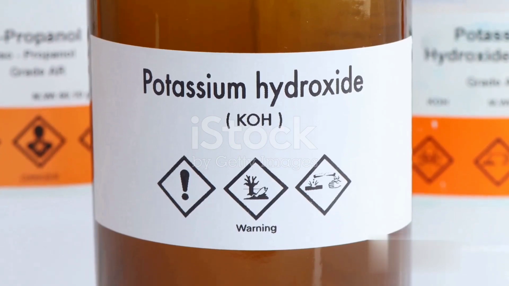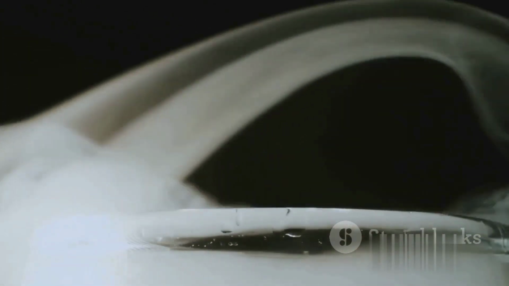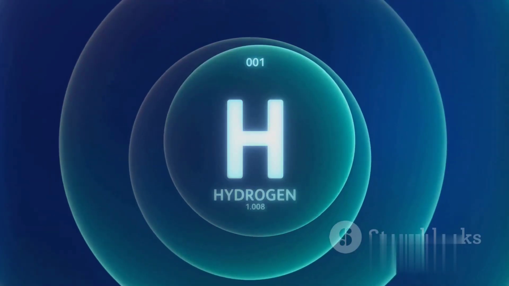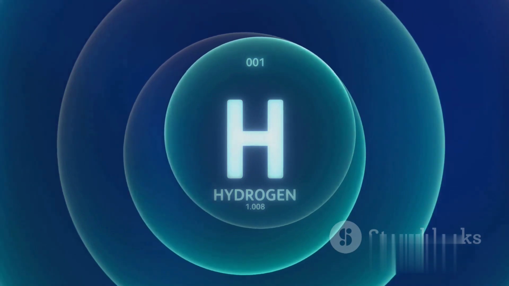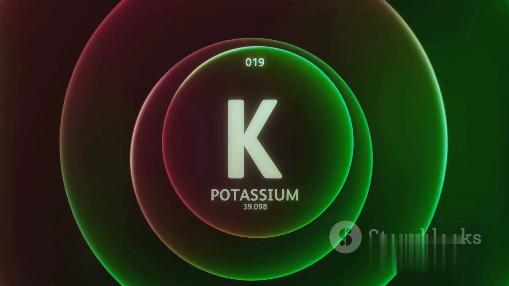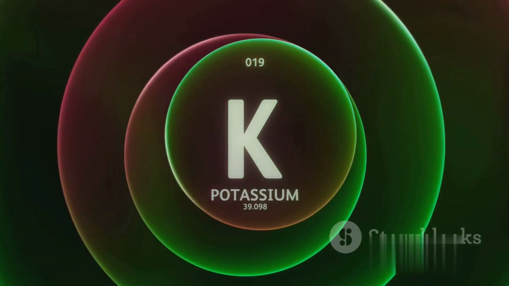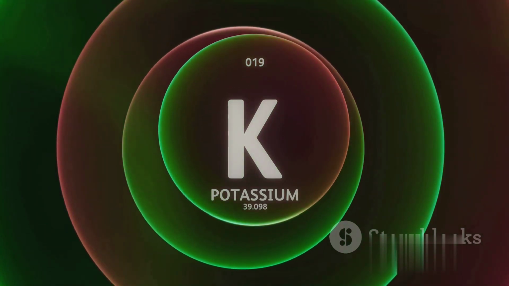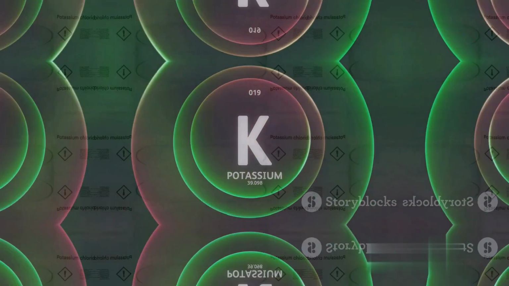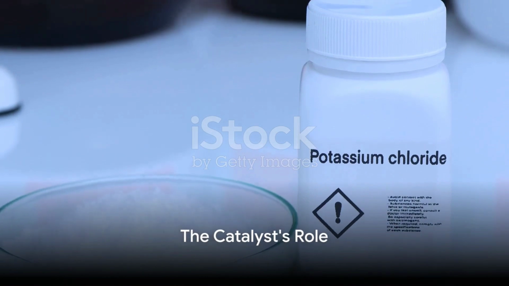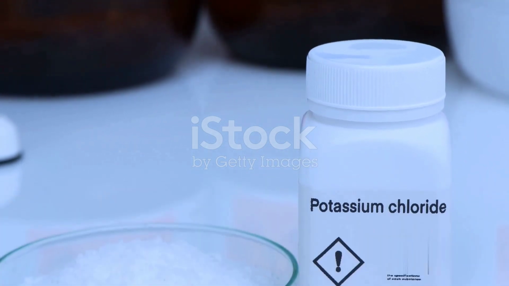Hydrogen peroxide, a simple compound with the formula H2O2, is a pale blue liquid which appears colorless in a dilute solution. It's an oxidizer, meaning it can cause other substances to lose electrons. On the other hand, potassium iodide, with the formula KI, is a white crystalline solid commonly used in photography. When these two meet, the reaction that takes place is nothing short of extraordinary.